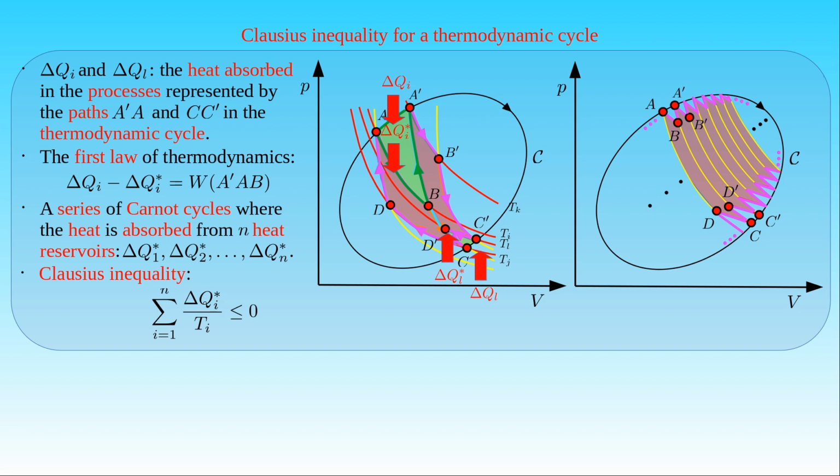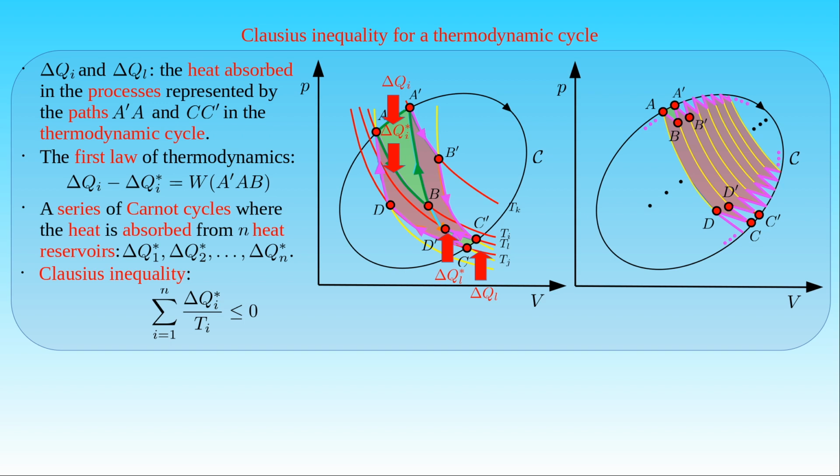We see that the area of the plane figure A, B in the pressure-volume diagram representing the work W' done in the mini-cycle A, B is small. Due to the first law, the difference between the heat delta Qi absorbed in the process evolving from the state A to the state A' along the curve calligraphic C and the heat delta Q star I absorbed in the process with the steps AB and AB' is also small. For each mini-cycle along the curve calligraphic C, we can compare these differences between the heat absorbed in a given section of the thermodynamic cycle and the heat absorbed in the processes along the paths constructed from the Carnot cycles.